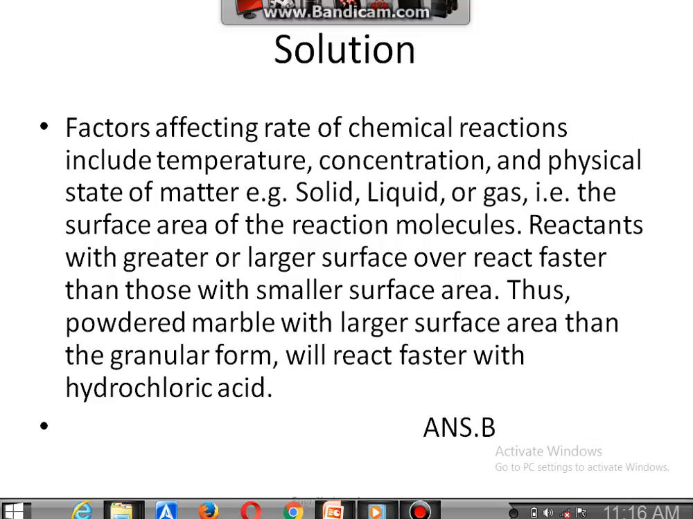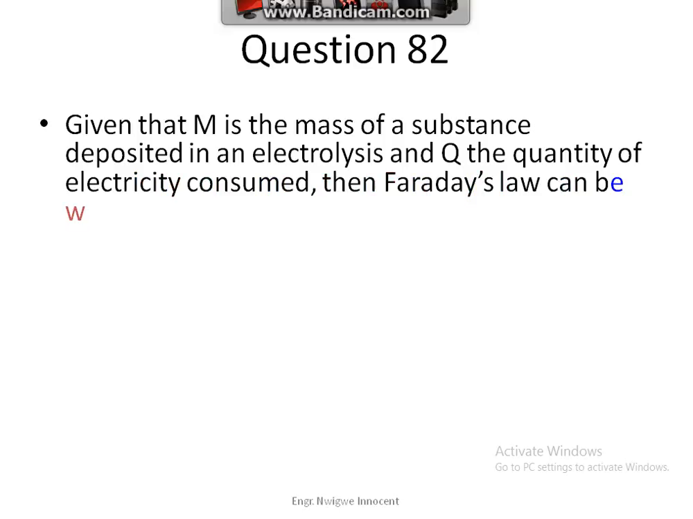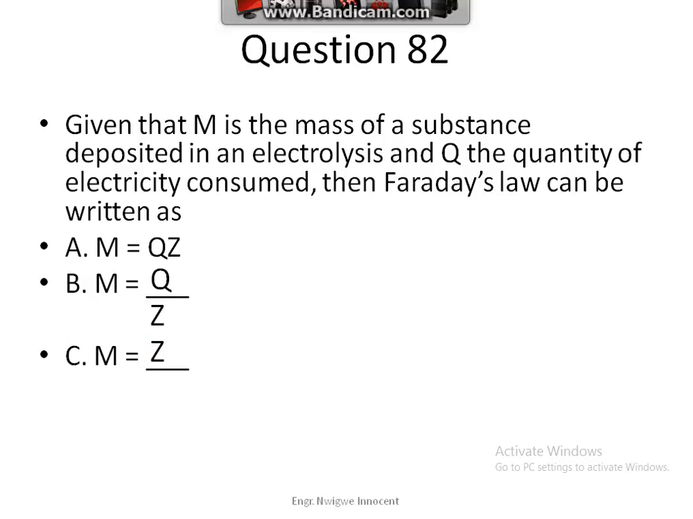Given that M is the mass of a substance deposited in an electrolysis and Q the quantity of electricity consumed, then Faraday's law can be written as: A. M equals QZ, B. M is equal to Q over Z, C. M is equal to Z over 2Q, D. M is equal to Z over Q.